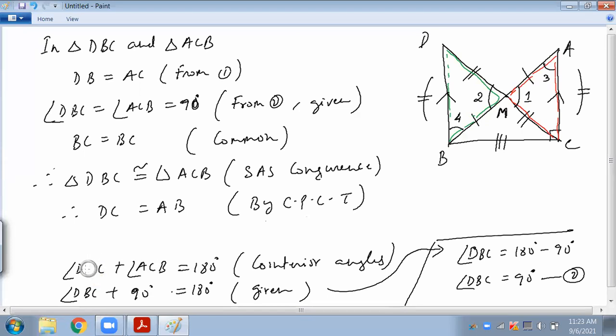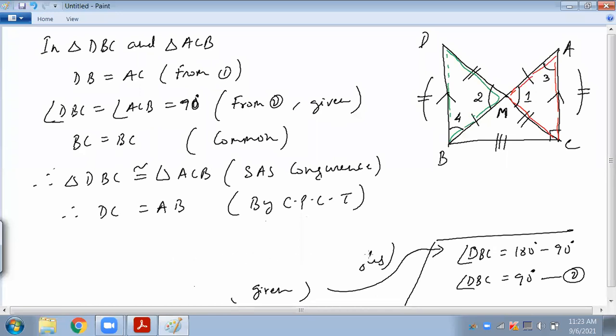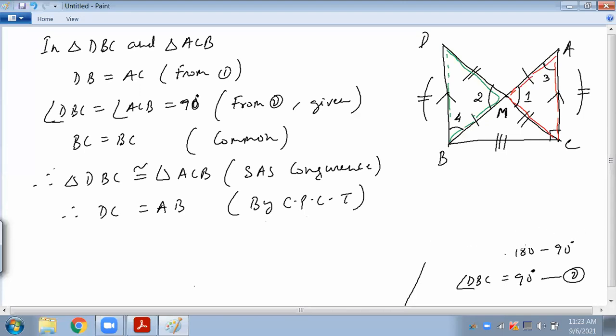We are taking them equal by CPCT. The triangles are congruent, and DC is a side opposite to angle DBC, and AB is a side opposite to angle ACB, and we know both the angles are equal. So this DC and AB also will be equal. We know these two angles are equal, and opposite to these equal angles we have DC and AB. Both these two angles are equal to 90. So we can take DC and AB equal by CPCT.